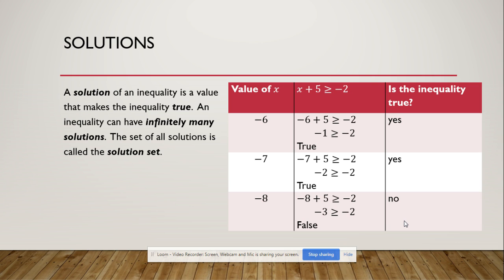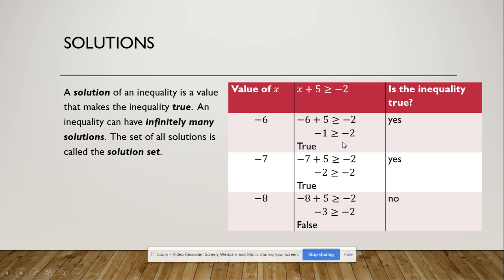Now, a solution of an inequality is the value that's going to make the inequality true. An inequality can have infinitely many. So if x is greater than 2, well, it could be 3, it could be 4, it could be 5, 6, 7, 8, 9. There's an infinite amount of numbers that x can be and would still make that inequality of x being greater than 2 true. Now, the set of all of these numbers that are solutions is what we call the solution set.